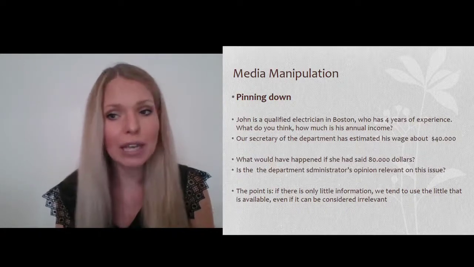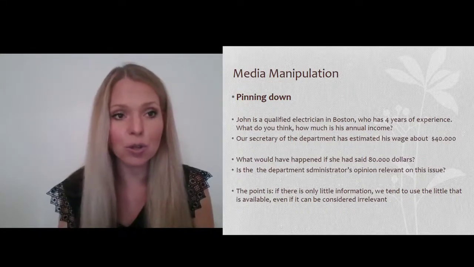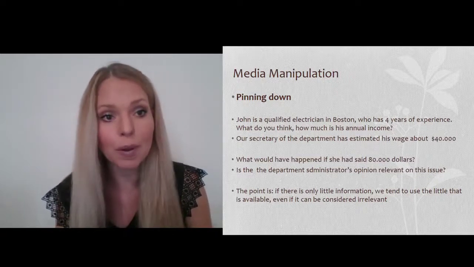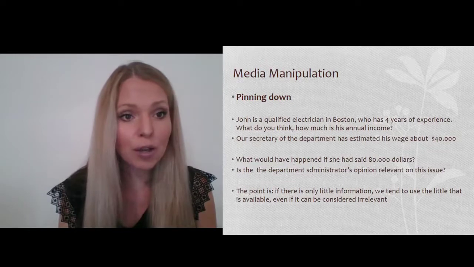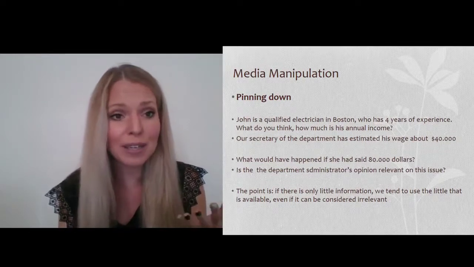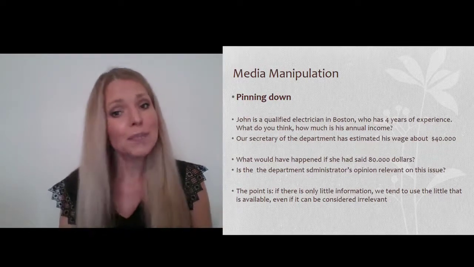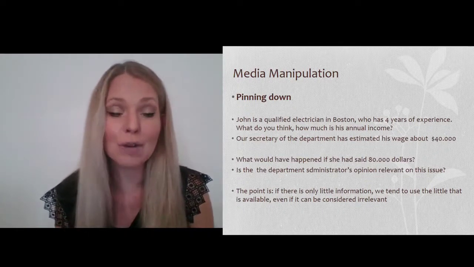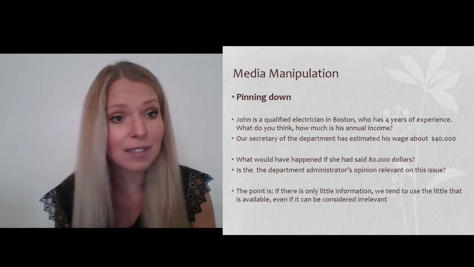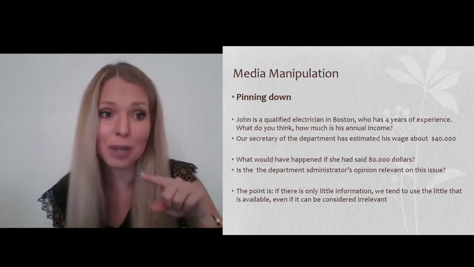What would happen if I had said $80,000? We don't even know the worth of a dollar at the moment, and we don't even know who the secretary of the department is and why her whole experience would be relevant to us. So in this case, when we are given a number, and I'm very curious how much you said about Nigeria's population, because that one is going to be a pinning down.